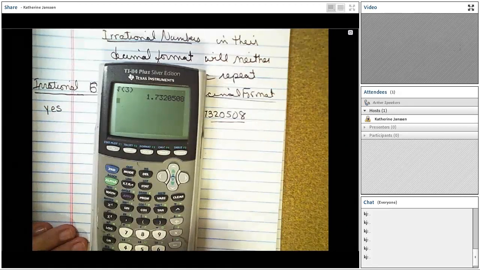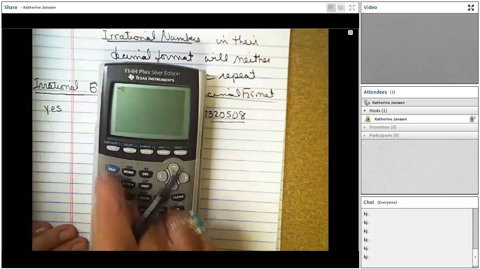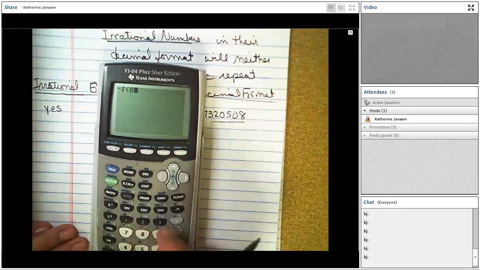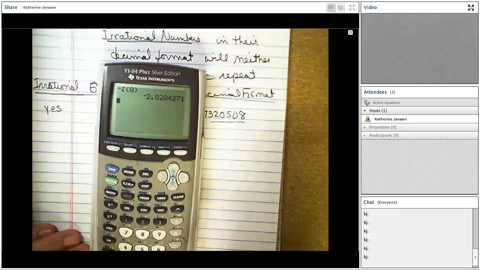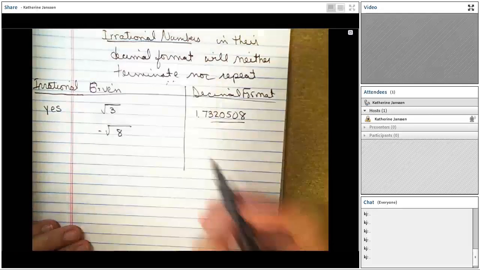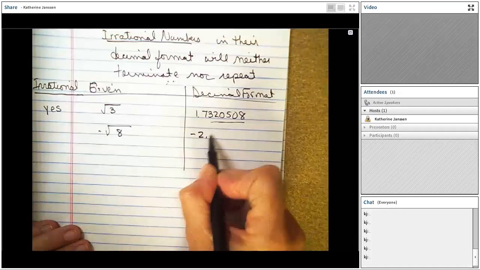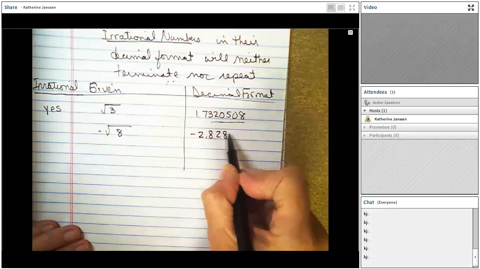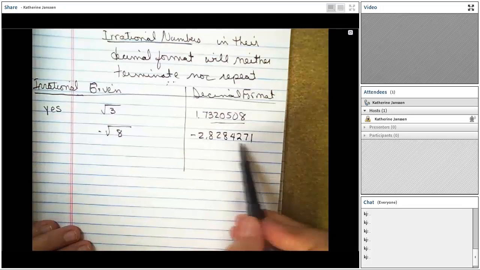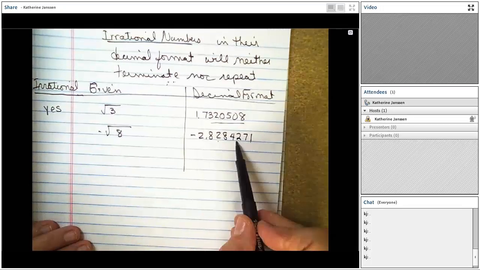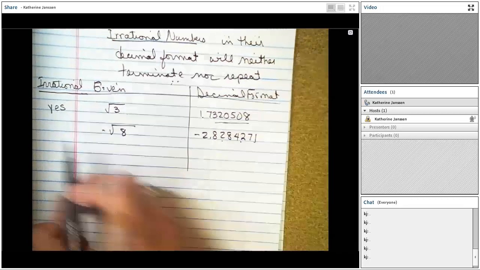Well, again, negative the square root of 8, close, enter, and I get negative 2.8284271. And to the best of my calculator's ability, it's neither terminating nor does it repeat. So yes, it is irrational.